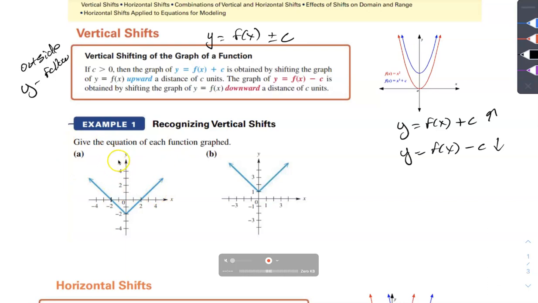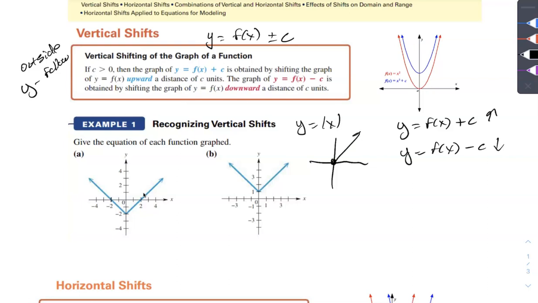So for example, over here, they give an equation for each function that's graphed. We have to know the parent function, which is absolute value of x, and that happens at the origin. So that's what a normal absolute value graph looks like. And this one has been moved down 2. So this equation would be y equals absolute value of x minus 2 on the outside. So we went down, so on the outside you go minus 2. And then this one, it's the same absolute value graph, but moved up 1.